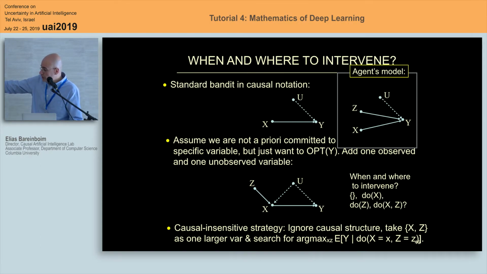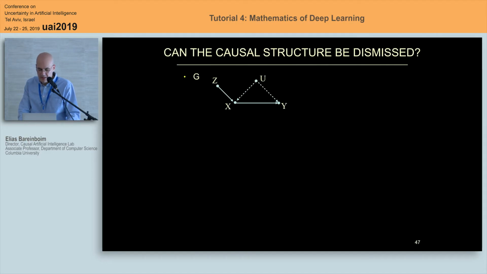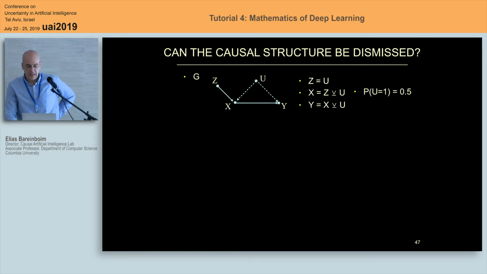The true causal model is this one. But if I want to be insensitive relative to the causal dimension, I'll just go for this one on the top right. Now I want to show you that this is not necessarily good.